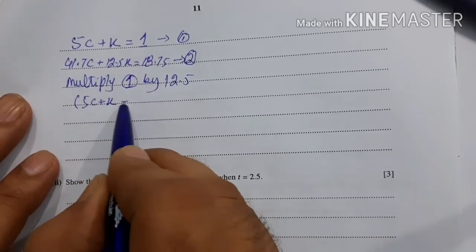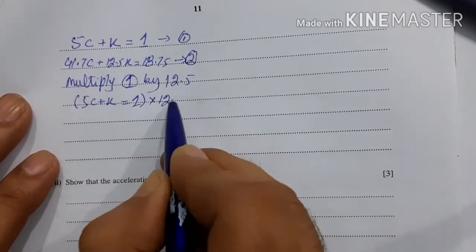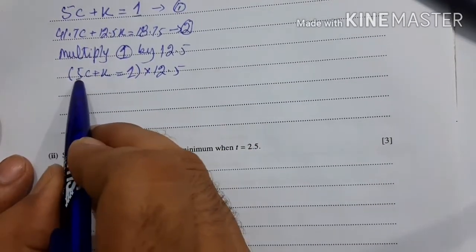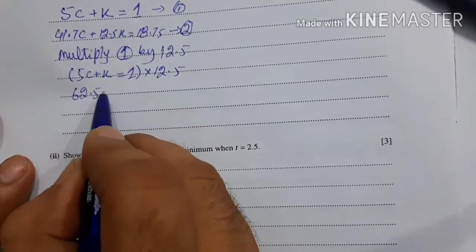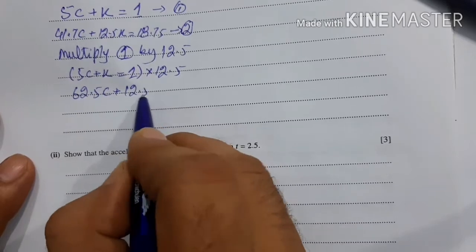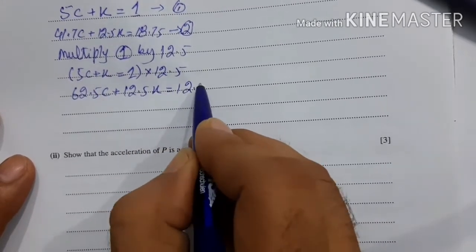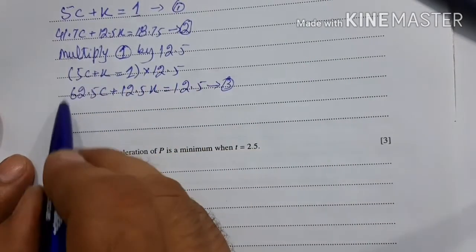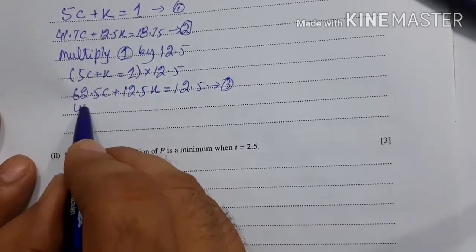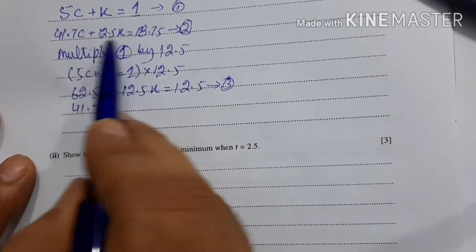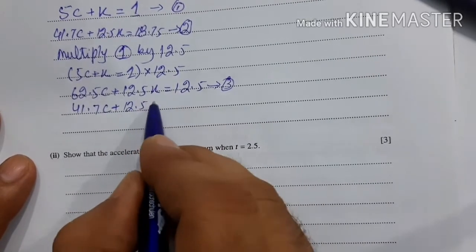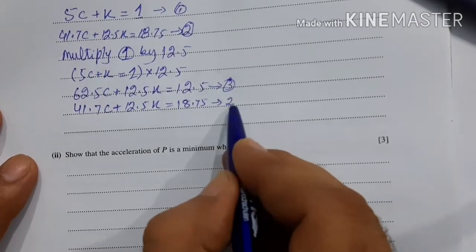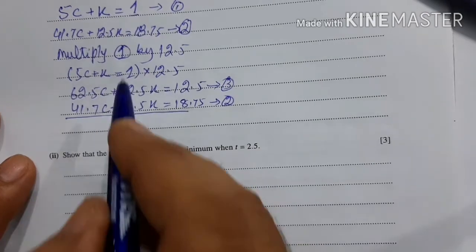5c plus k is equal to 1 multiplied by 12.5. So this will become 12.5 into 5, this is 62.5c plus 12.5k is equal to 12.5. And the second equation, this is actually our third equation. And the second one, I'll write below this equation, 41.7c, this is the second one, plus 12.5k is equal to 18.75. This is equation number 2. So I'll solve them simultaneously.